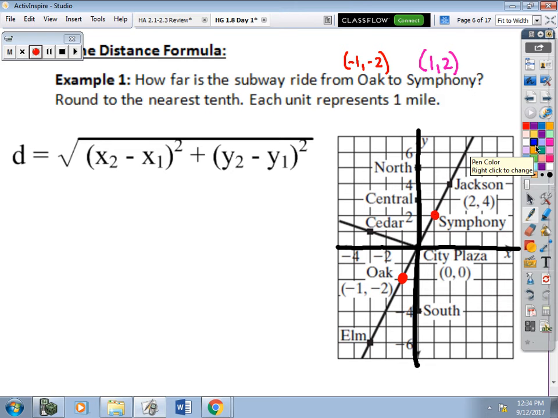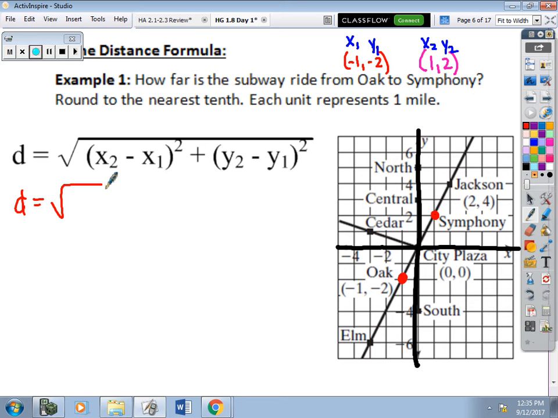Then we want to go to our points, we want to label them. Point 1 is our x1, y1. Point 2 is our x2, y2. If you do that part wrong, then the rest of the problem is wrong. Okay, so just take your time that you label this correctly. Then we substitute into our formula.